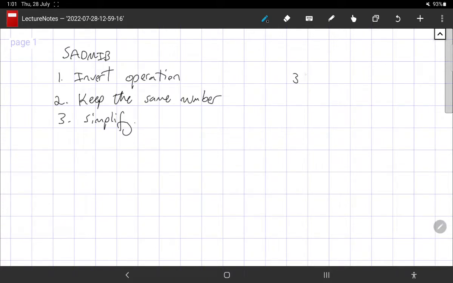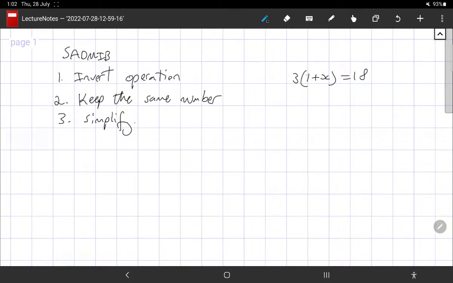We have 3(1 + x) = 18. What does this mean? 3 immediately next to the brackets. Well, we can also see there's a little hidden multiplication sign in there. Because we have brackets, they are the last thing we're going to look at with SADMIB. Anything inside the brackets is out of the question at the moment. 3 is the only one outside. So let's look at 3.